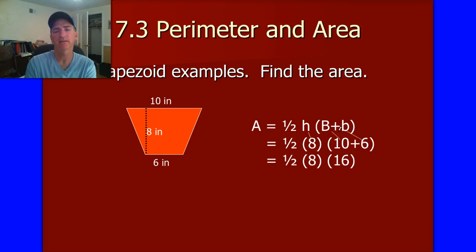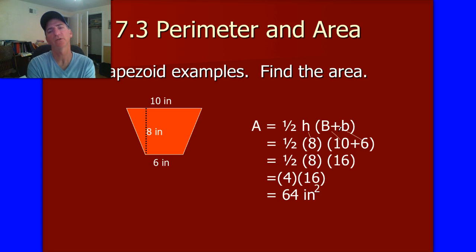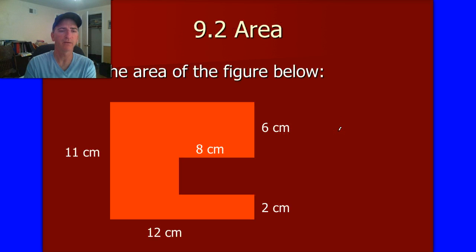You add the 10 and the 6 together. You get 1/2 times 8 times 16. Multiply that through. There you go. 64 inches squared is the area of that trapezoid. And like I keep saying over and over, all you have to do is be able to substitute those values into the formula, and you can use your calculator. If you do that, you should be just fine. Hopefully you're comfortable with that.